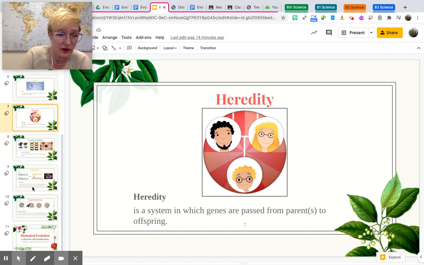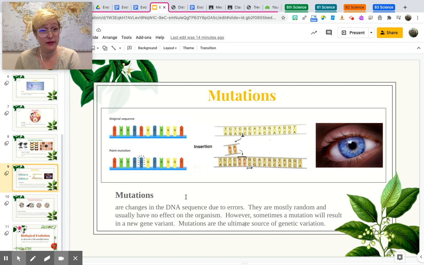Well, the main way that we get brand new traits is through mutations. A lot of the time we think of Wolverine or the X-Men when we think of mutations. Mutations, they're not that dramatic. And they don't result in superpowers, but that would be amazing. Don't try to mutate yourself. That's a bad idea. You just die.